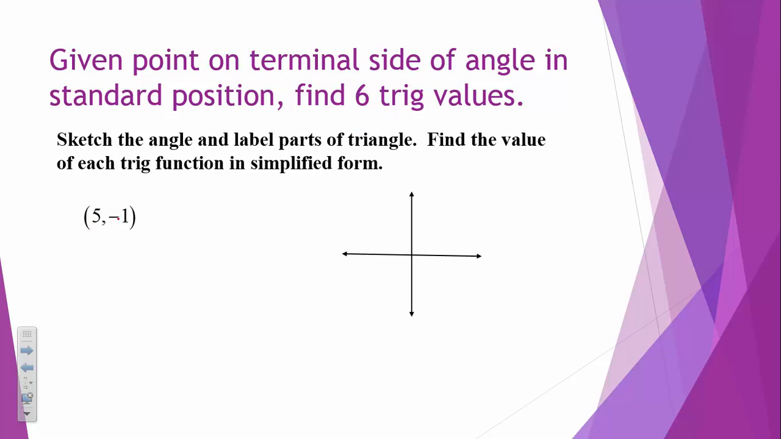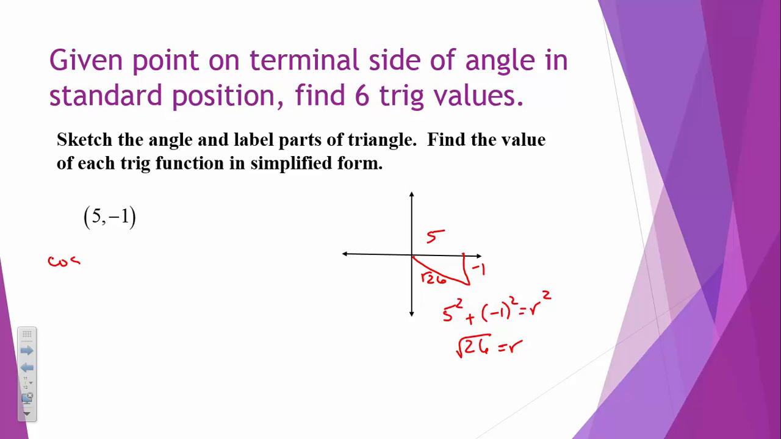So if I give you a point that's on the terminal side, so I say 5, negative 1, x is 5, y is negative 1, you have to find r. So 5 squared plus negative 1 squared equals r squared. 25 plus 1 is 26, so the square root of 26 is equal to r. Remember, r is always positive. It's a radius.